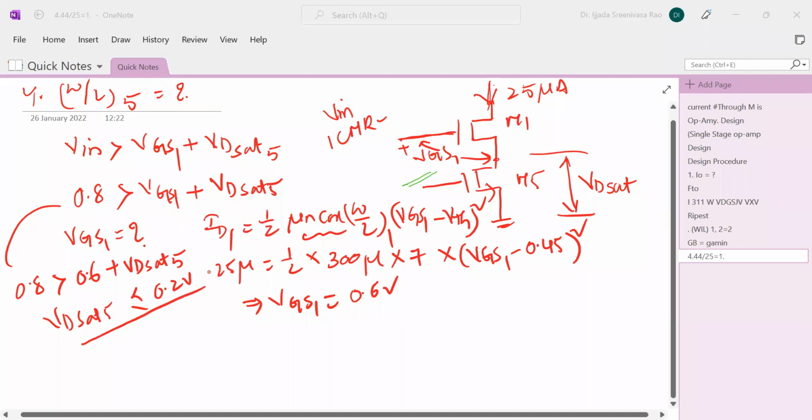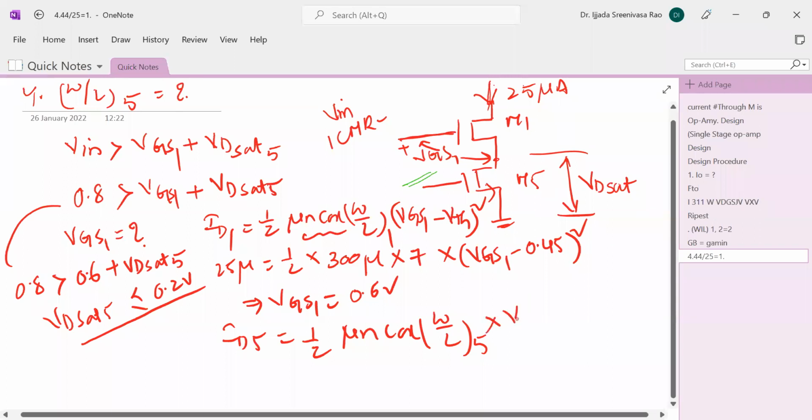So now once you know the VD saturation, then what is the current equation? For the M5 transistor, I can write ID5 is equal to half mu n COX, W by L of 5, and in this place you can write VDS sat into VD sat 5. Substitute all the things to find the W by L ratio.